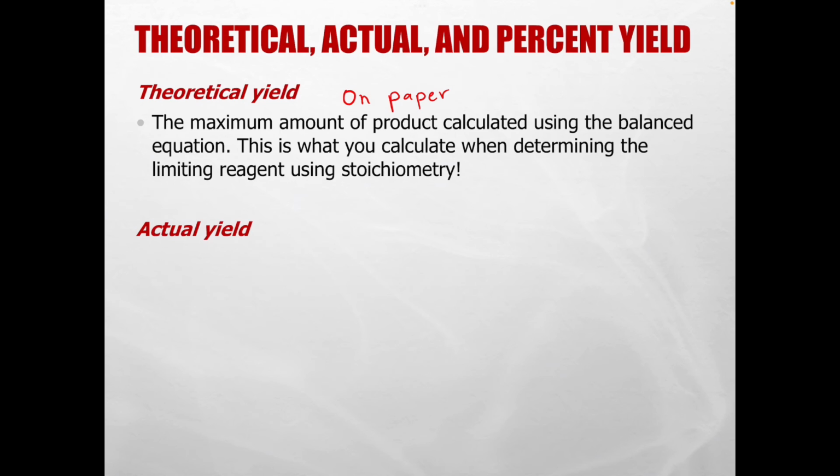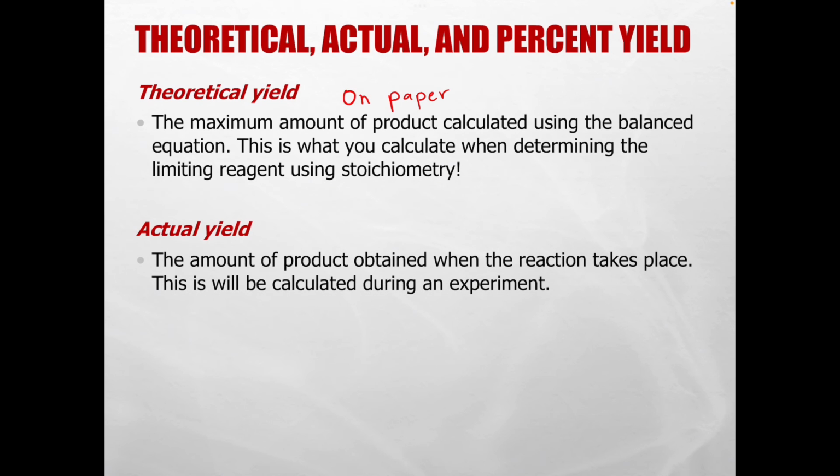Our actual yield is what we actually get in the lab. So that'll be the amount of product that we get from actually doing an experiment. This is sometimes also called the experimental yield because it comes from doing an experiment. This actual yield is typically lower than our theoretical yield because, again, things happen. Some powder spilled on the table or whatever the case may be. The actual yield is typically smaller.